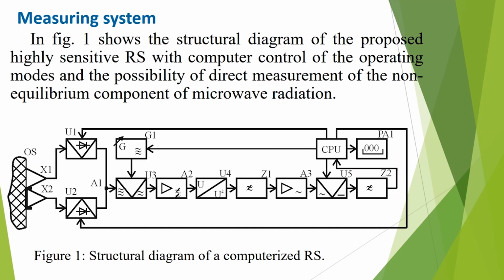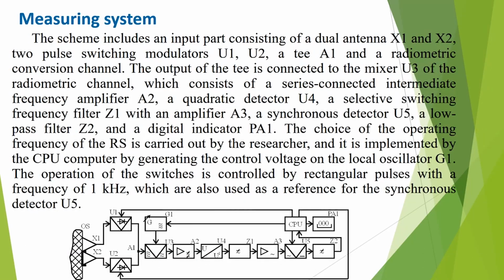Measuring system. Figure 1 shows the structural diagram of the proposed highly sensitive RS with computer control of the operation modes and the possibility of direct measurement of the non-equilibrium component of microwave radiation. The scheme includes an input part consisting of dual antennas X1 and X2, two pulse switching modulators U1, U2, and a TA1 and radiometric conversion channel.